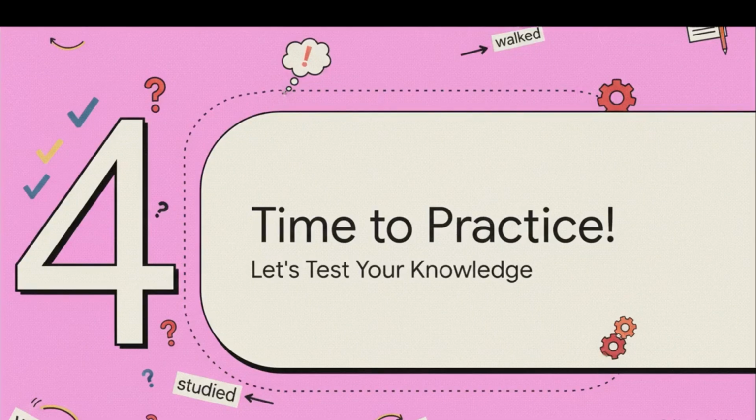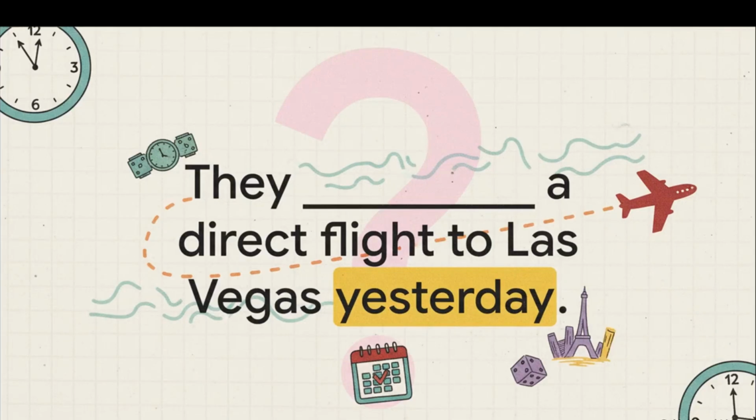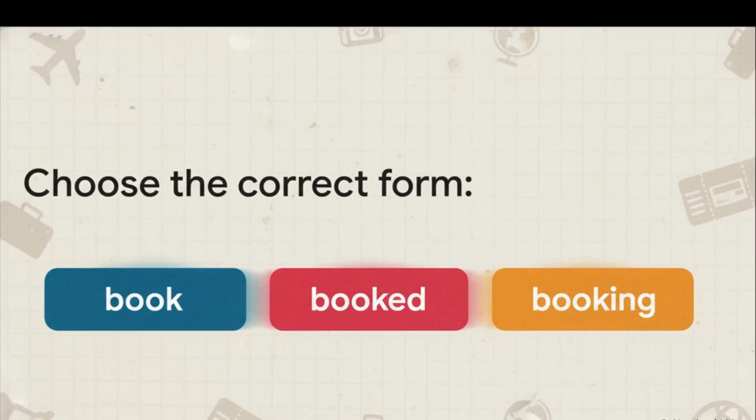Whew, okay. That was a lot of information, but the best way to learn this stuff isn't just listening, it's doing. So let's do a quick practice question to see if it's all sinking in. Here we go. The sentence is, they, blank, a direct flight to Las Vegas yesterday. The big clue word in there, of course, is yesterday, a specific finish time in the past. And your choices are book, booked, or booking. Which one do you think is correct? I'll give you a second.